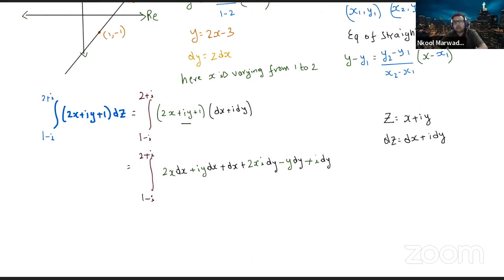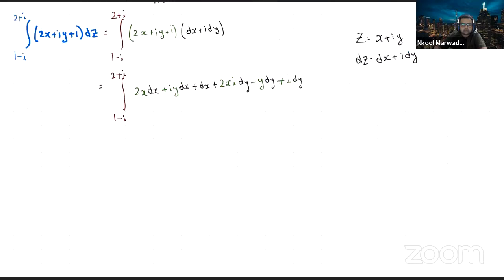Now what I can do is bring the real part together and imaginary part together. Integration from 1 minus i to 2 plus i. When I bring the real part together, I have 2x dx.